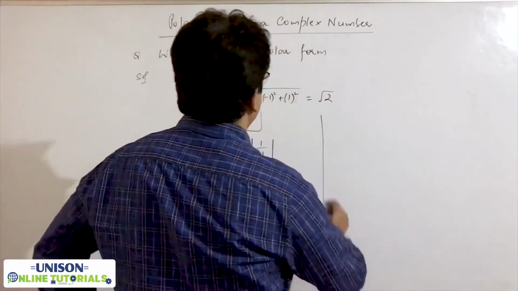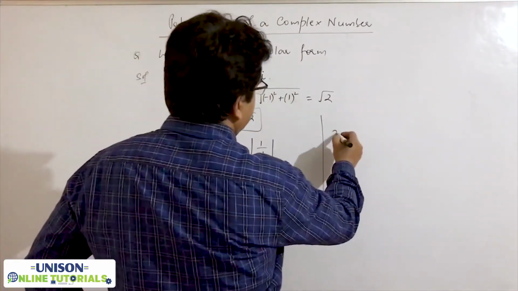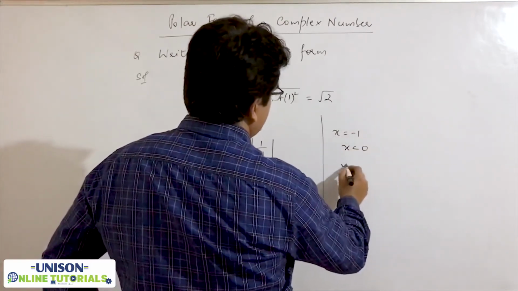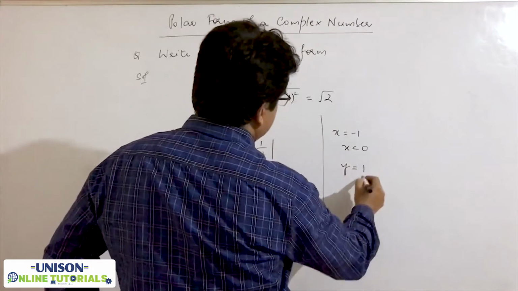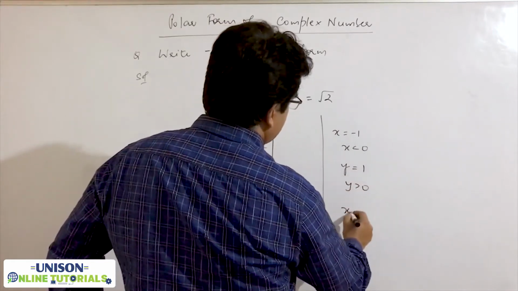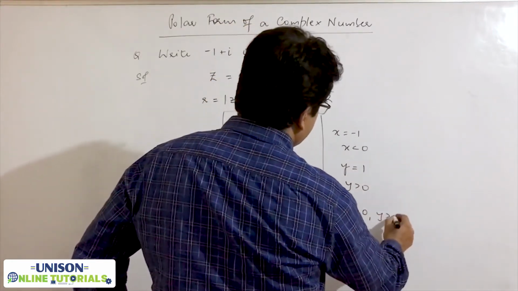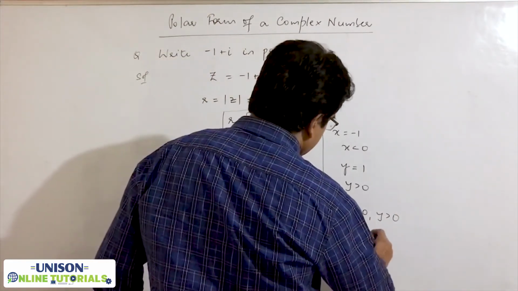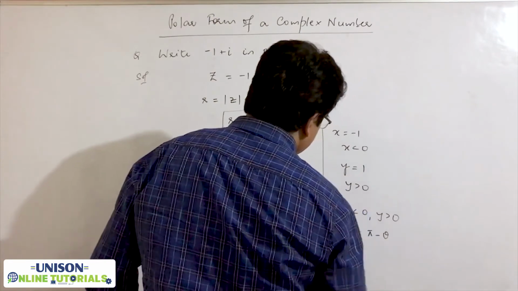Now let's check the signs. What is x here? -1. That means x is less than 0. What is y here? 1. That means y is greater than 0. This means x is less than 0 and y is greater than 0. When x is less than 0 and y is greater than 0, what is theta? Theta is pi minus theta.